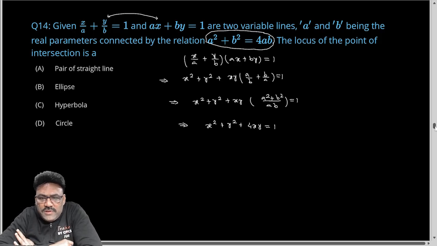And you can clearly see that this is a hyperbola because h square is greater than ab here. A is 1, b is 1, 2hxy, h is 2, so h square is greater than ab, and delta, the discriminant, is not 0, so it will be a hyperbola here, means option C.